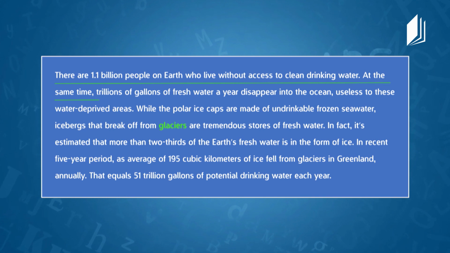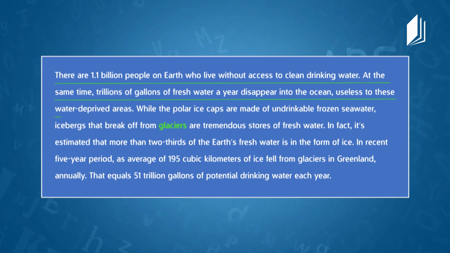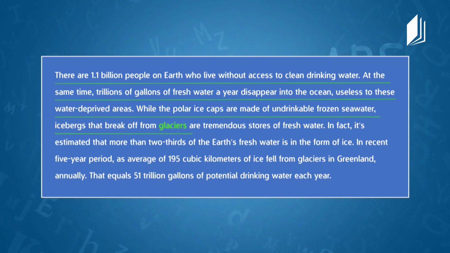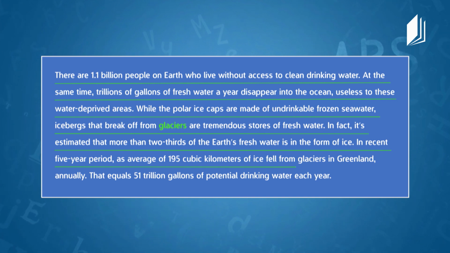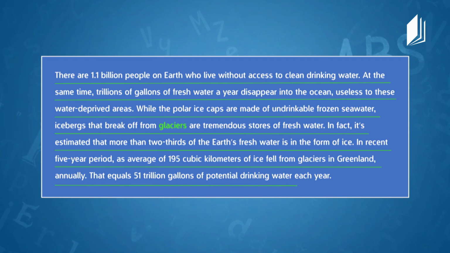At the same time, trillions of gallons of fresh water a year disappear into the ocean, useless to these water-deprived areas. While the polar ice caps are made of undrinkable frozen seawater, icebergs that break off from glaciers are tremendous stores of fresh water. In fact, it's estimated that more than 2/3 of the Earth's fresh water is in the form of ice. In a recent 5-year period, an average of 195 cubic kilometers of ice fell from glaciers in Greenland annually. That equals 51 trillion gallons of potential drinking water each year.